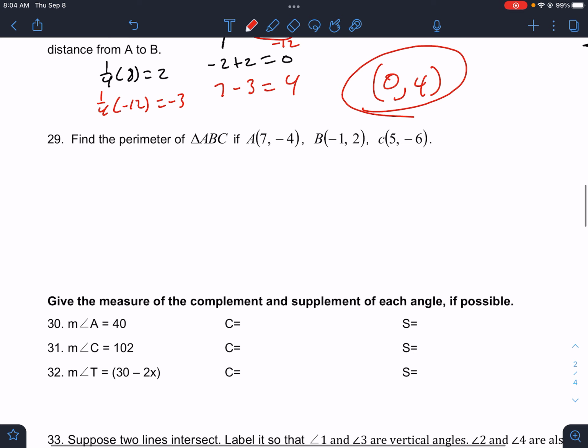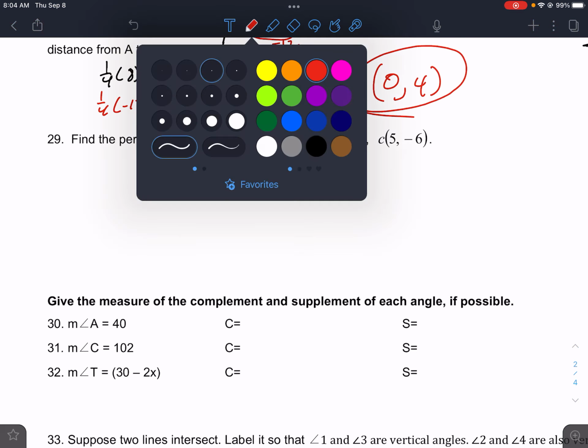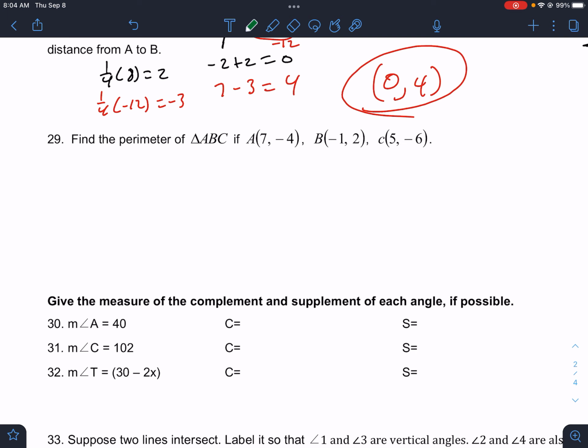Find the perimeter of this triangle. We're going to do distance formula 3 times. Good practice. So I'm going to start with A to B. I'm going to go quick through this. A to B, 7 to -1 is 8. We're looking at the x's. We square it. -4 to 2 is 6. We square it. And I know that the square root of that's going to be 100. That's going to be 10.